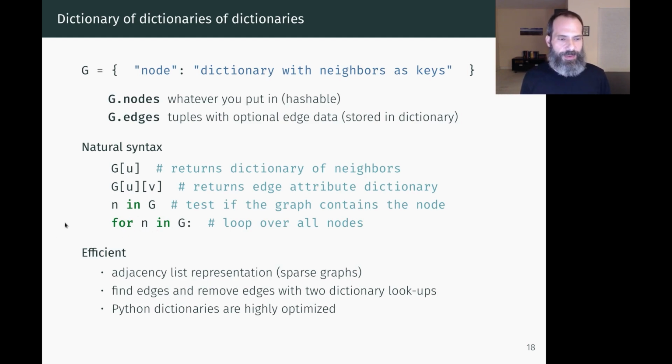The other thing nice about this is it's very efficient. It's an adjacency list representation, which we already discussed is nice for sparse graphs that occur often in natural data. Finding edges and removing edges is just two dictionary lookups, and Python dictionaries are highly optimized. So this representation is very efficient.